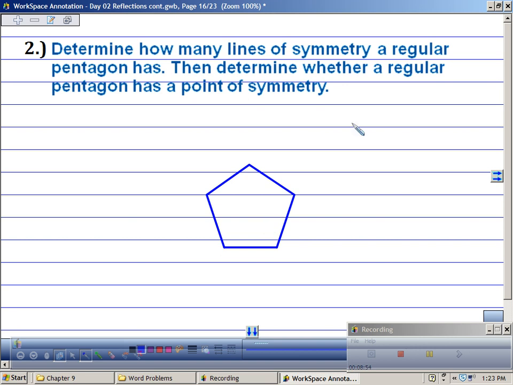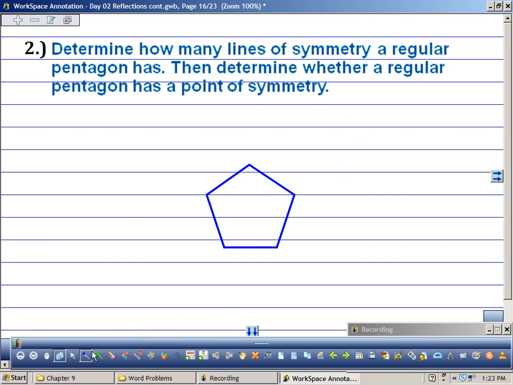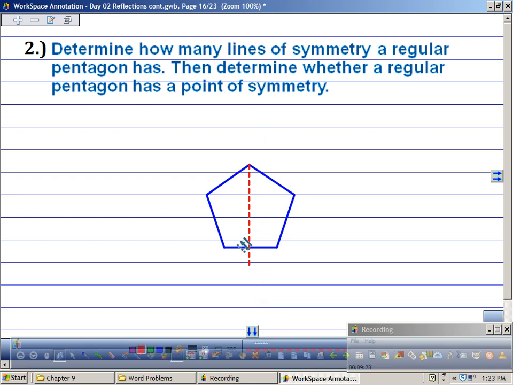So let's take, can I cut this in half? All right, let's cut it in half. About right there. So, is it symmetrical? Yeah. Is that the only line of symmetry? No. If I were to cut it like that, is that symmetrical? No.